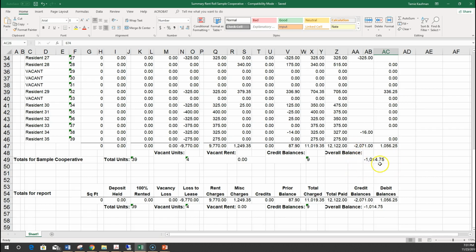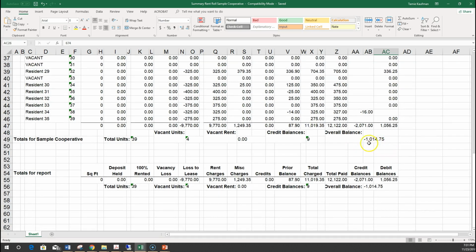So you're actually ahead. More people have prepaid than have been in arrears. And I'm finding that pretty common in the cooperatives, that you do have more people that pay on time or have a credit balance than you do people that carry a balance.